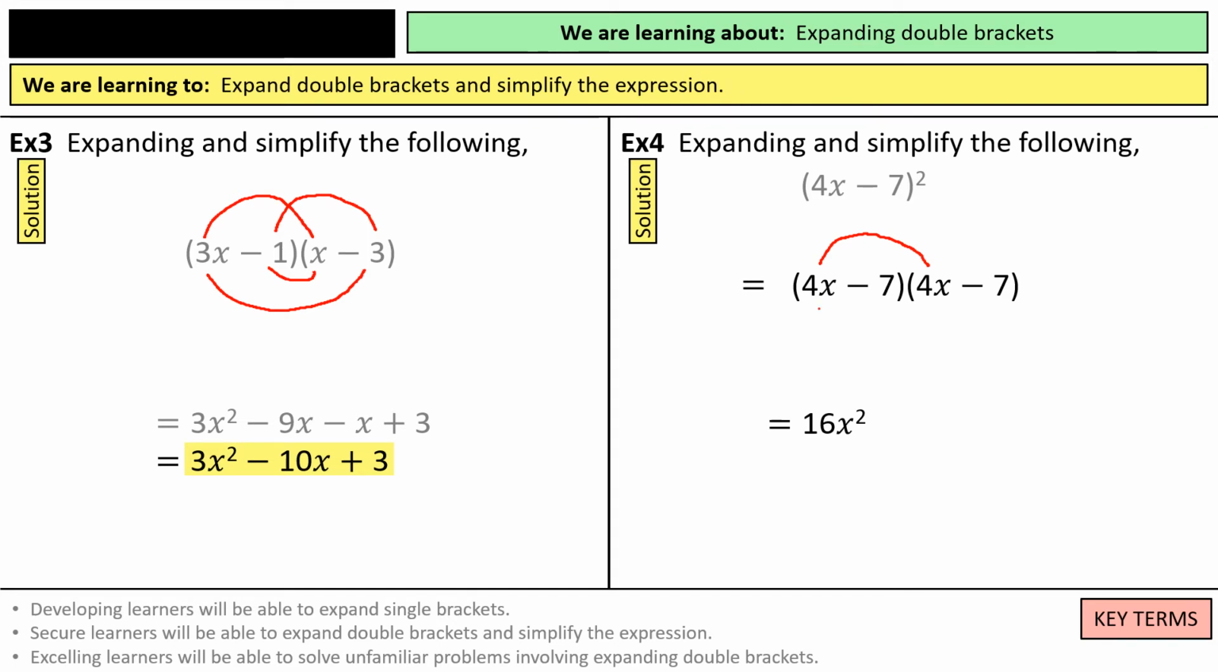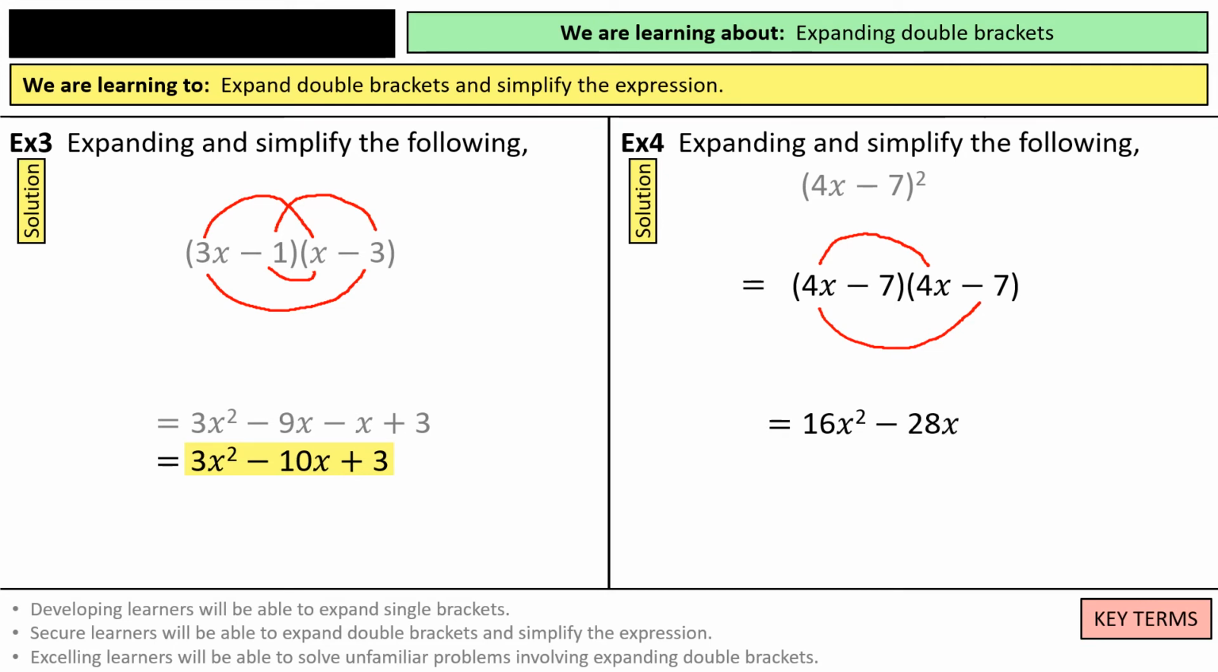Next, our outers: 4x times minus 7. Well, let's just deal with it without the signs for a minute. So 4x times 7 is 28x, but it's plus 4x times minus 7. So the plus times the minus means this is minus 28x.